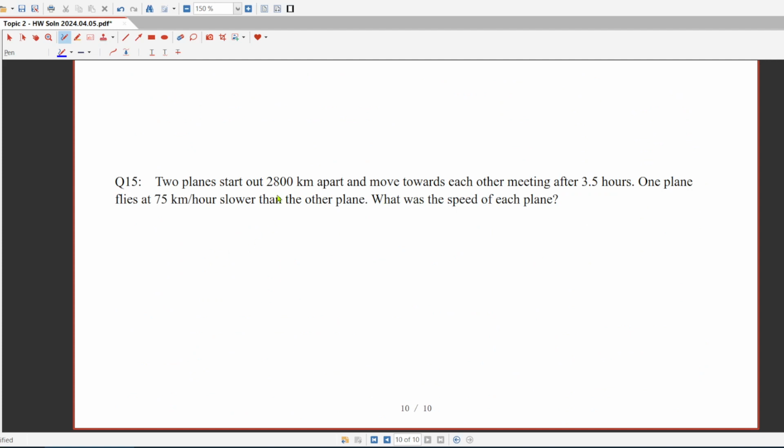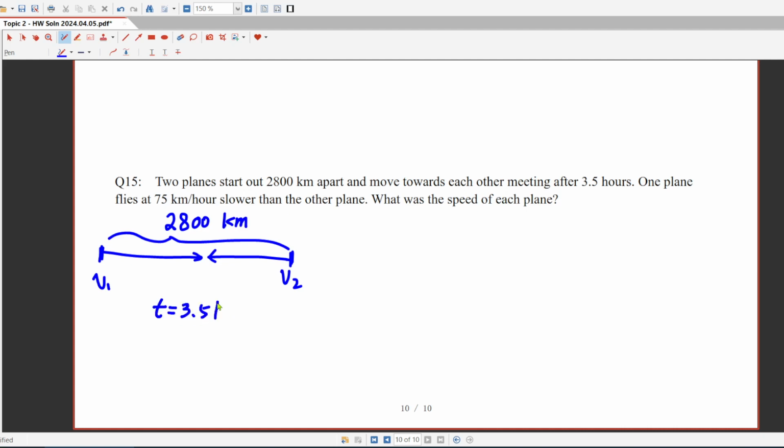Okay, two planes start out 2,800 kilometers apart and move towards each other, meeting after 3.5 hours. One plane flies at 75 kilometers per hour slower than the other plane. What was the speed of each plane? Okay, again, you can draw a diagram to illustrate the situation here. So one plane has a speed v1, the other one has a speed of v2, and they are 2,800 kilometers apart and move towards each other, right? And it took them t equals 3.5 hours when they meet.